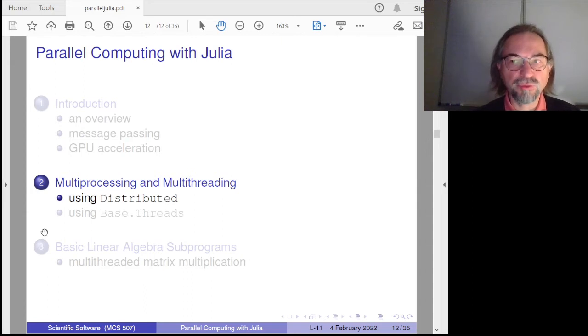Okay, in this lecture I will mainly illustrate the working with the package Distributed, and how to use threads on some very, very simple examples. In the last part, I will indicate how the BLAS library is already optimized for multi-threading and how that can be called from within a Julia session.